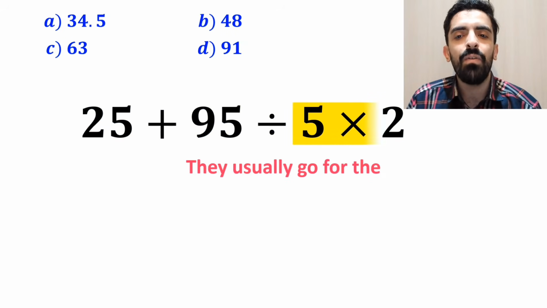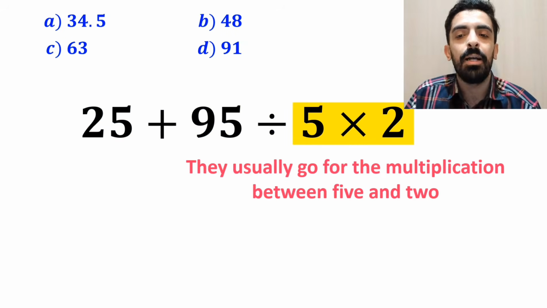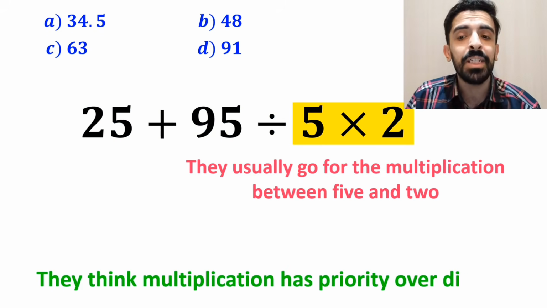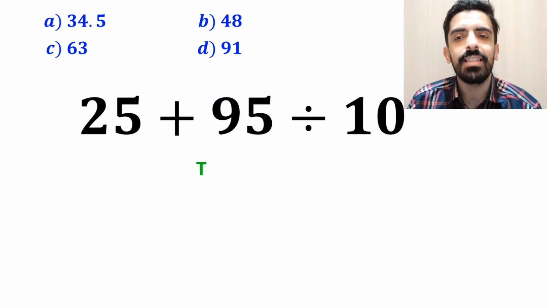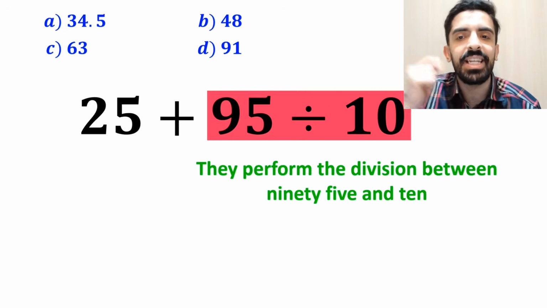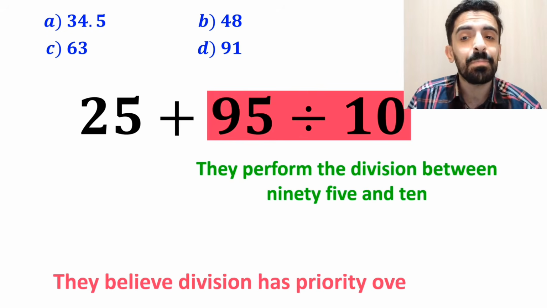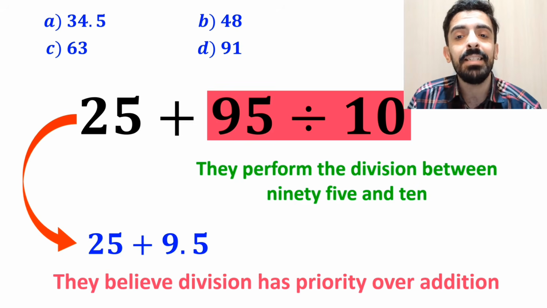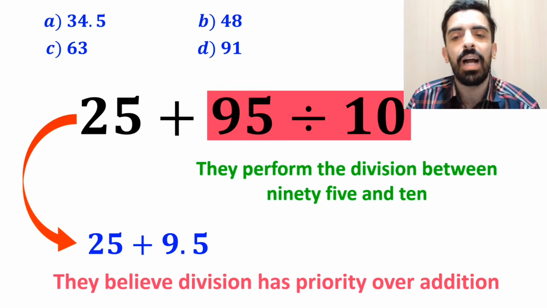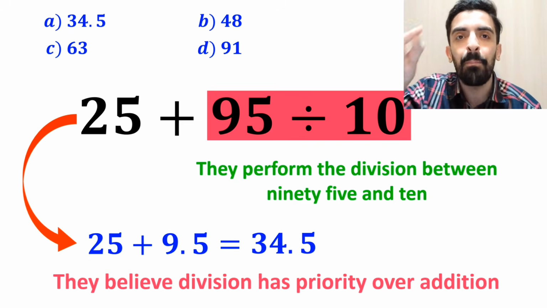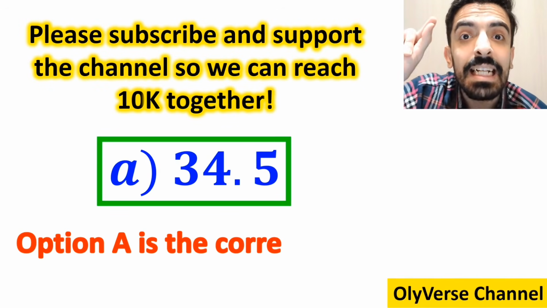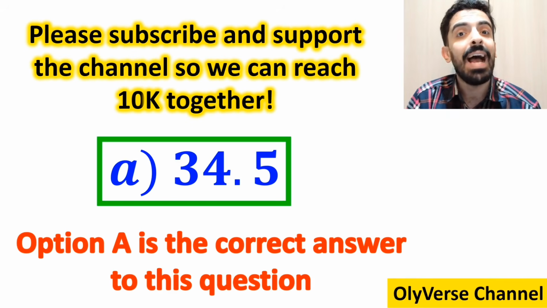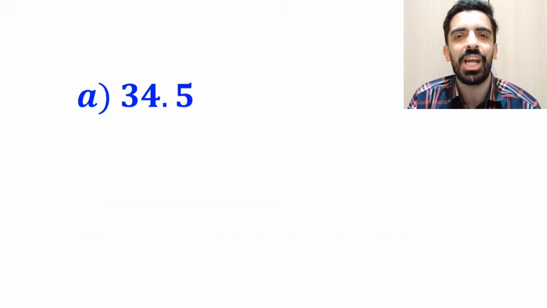In the next step, they usually go for the multiplication between 5 and 2 because they think multiplication has priority over division. So, they rewrite this expression as 25 plus 95 divided by 10. Next, they perform the division between 95 and 10 since they believe division has priority over addition. And they rewrite this expression as 25 plus 9.5, which ultimately gives them the answer 34.5. And immediately, they conclude that option A is the correct answer to this question. However, it's not the correct answer to this question.